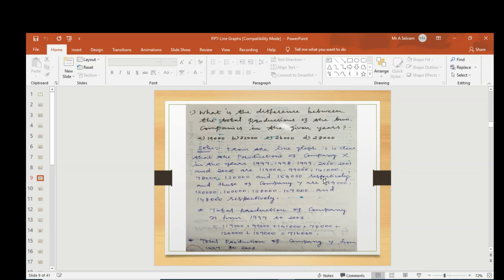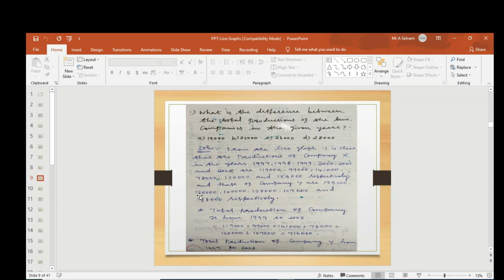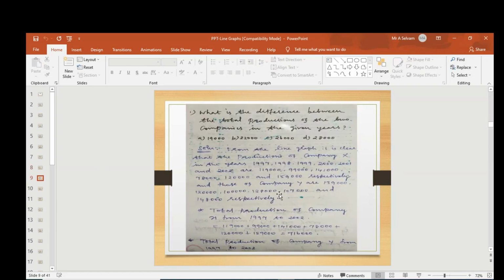And those of company Y. Likewise, Y company: 1,39,000. Now 1,20,000. Now 100 is there, so 1 lakh, because numbers are in thousand. So 1,28,000. Then 1,07,000 and 1,48,000 respectively. These values belong to the Y manufacturing company.